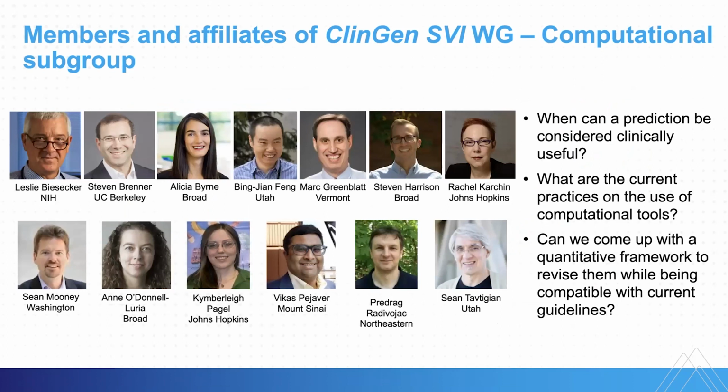So over the last few years, we collaborated with the ClinGen Sequence Variant Interpretation working group, particularly the computational subgroup, to answer three broad questions. When can a prediction from some of these methods be considered clinically useful? What are the current practices in the use of computational tools? Can we go back and look at them? And how do we come up with a quantitative framework that allows us to revise the current guidelines, but also be compatible with them without completely tearing them down, so to speak?